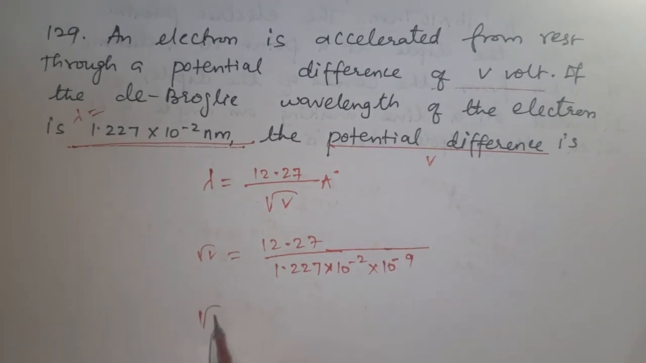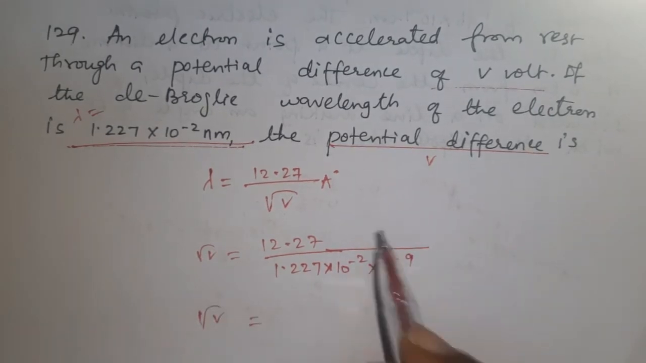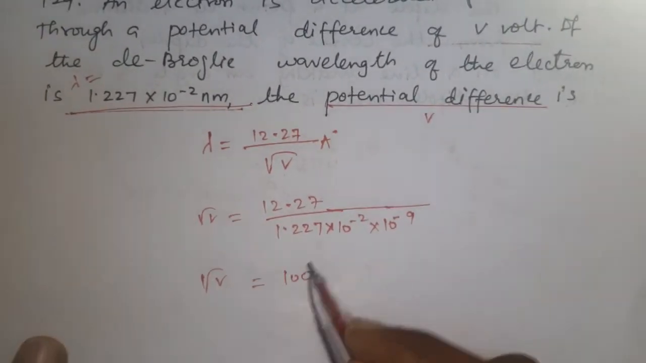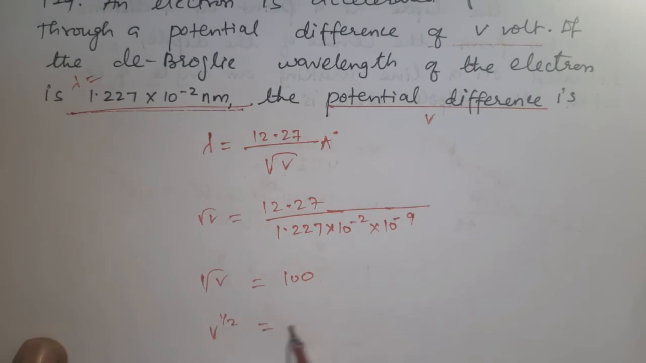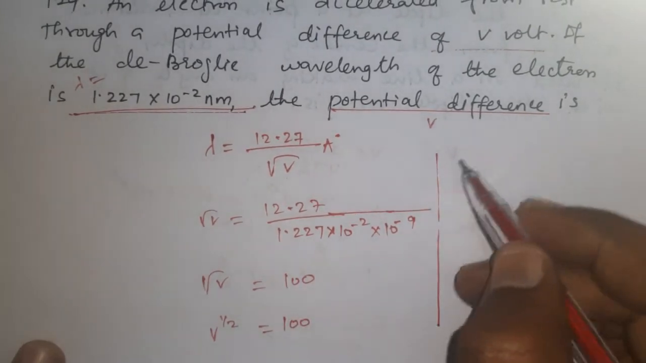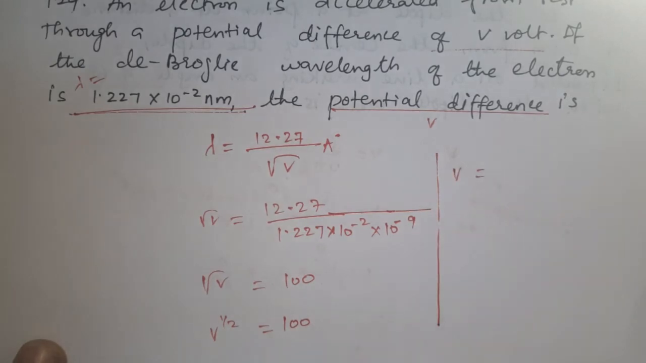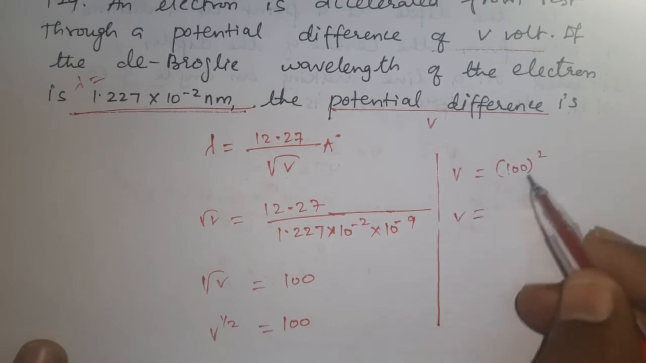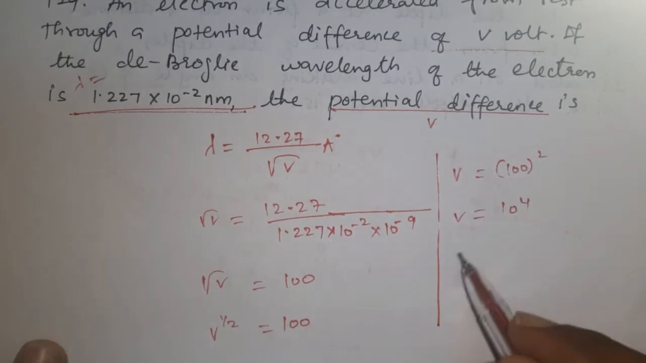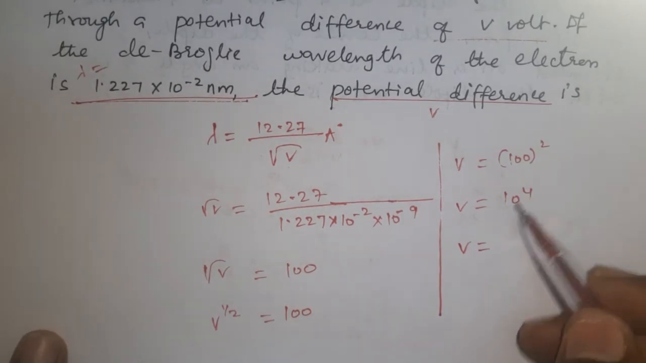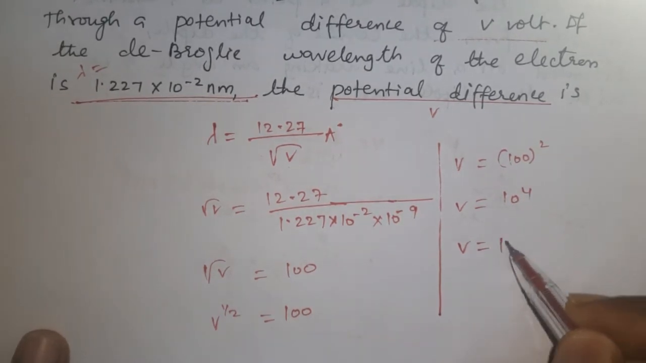Now root V is equal to, if you simplify, we'll get 100. Then V power 1 by 2 is equal to 100. The 1 by 2 goes to the other side, so V is equal to 100 squared, which is 10 power 4. So V is equal to 10 power 4 volt.